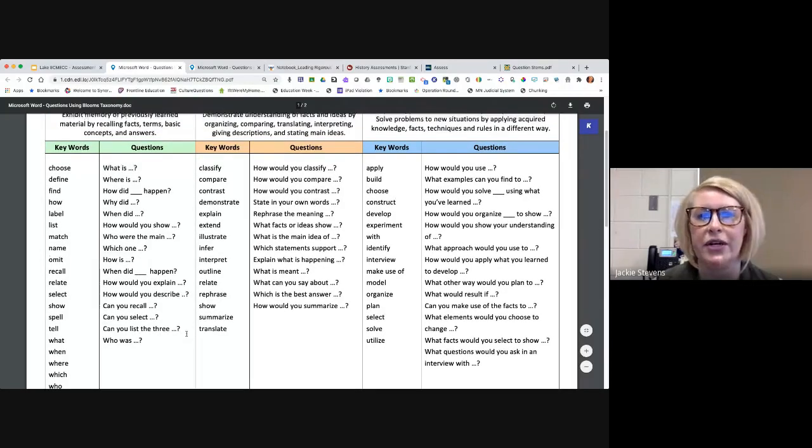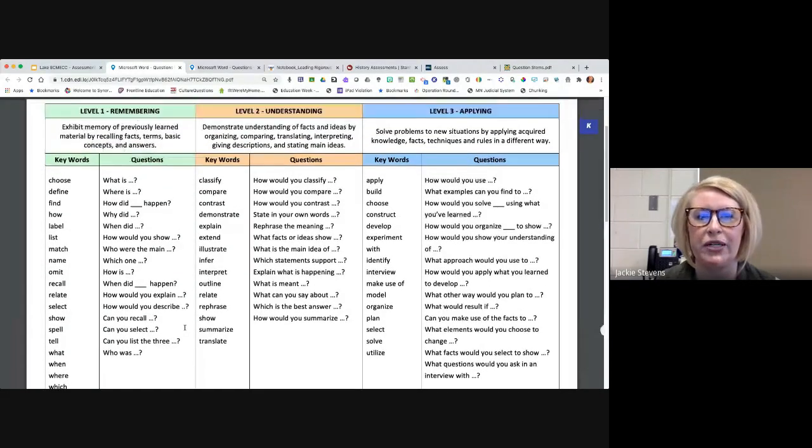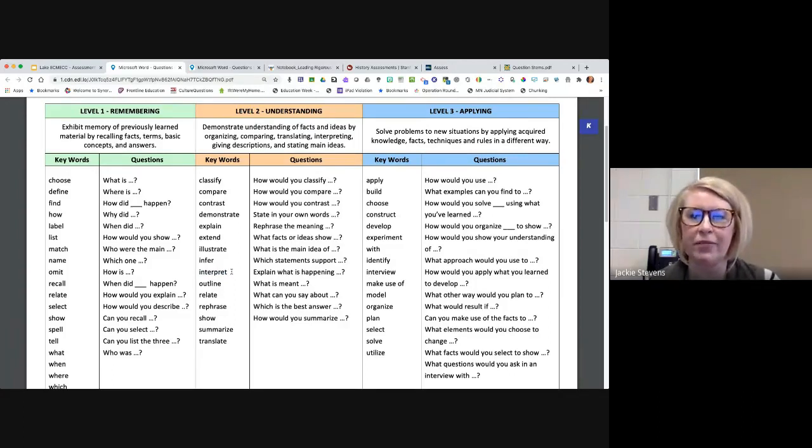Then the other standard says to use and interpret. Well, here up at the understanding level, I see the word interpret. So they're interpreting maps.